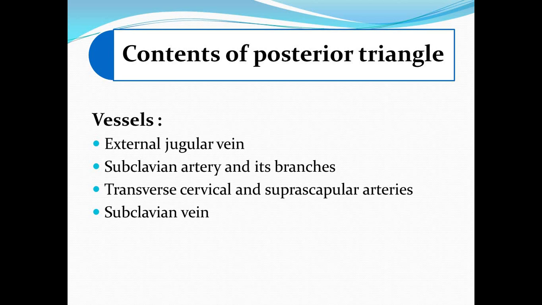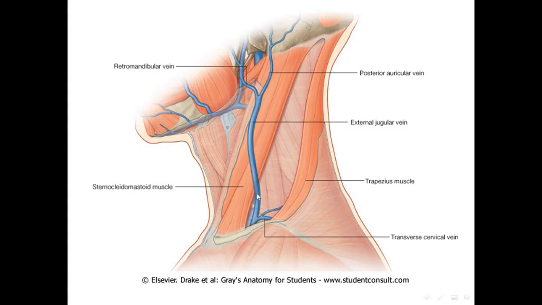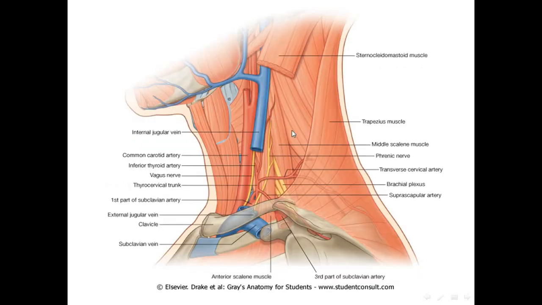The other contents of the posterior triangle include some blood vessels that we already talked about: the external jugular vein, the subclavian artery and its branches, the transverse cervical and suprascapular arteries, and the subclavian vein. So this is an illustration of the external jugular vein and the transverse cervical vein within the base of the posterior triangle. This is the internal jugular vein, the thyrocervical trunk and its branches, the brachial plexus, and some other nerves, including the vagus and the phrenic nerves.